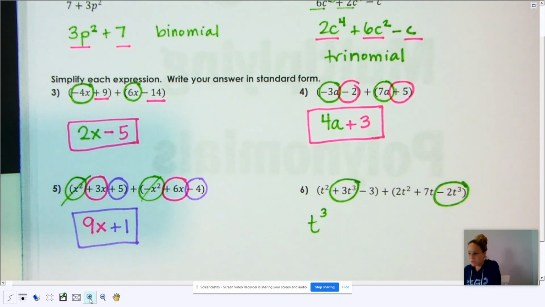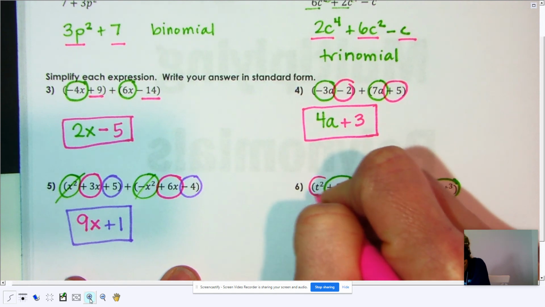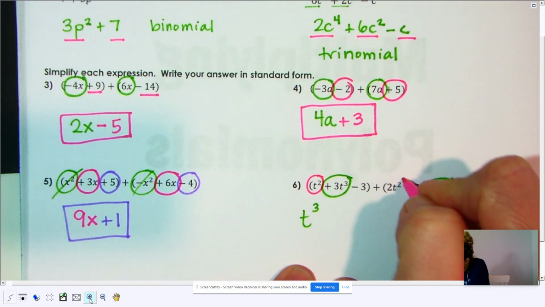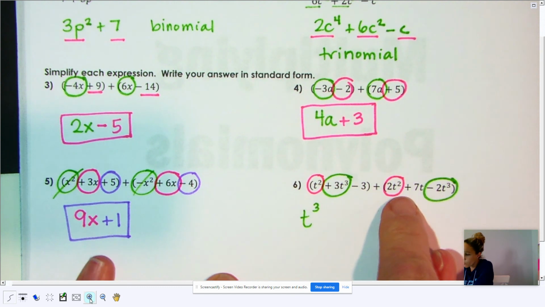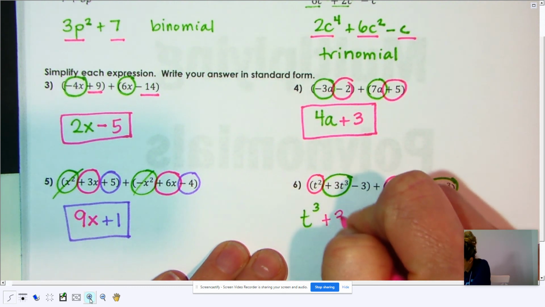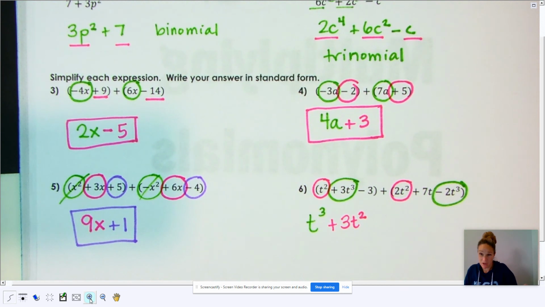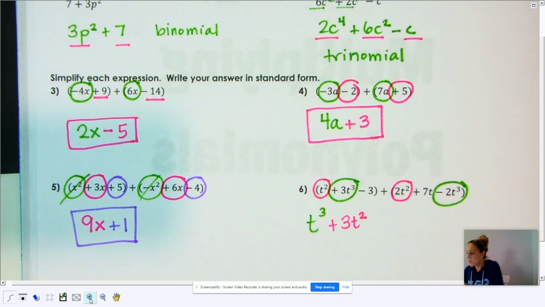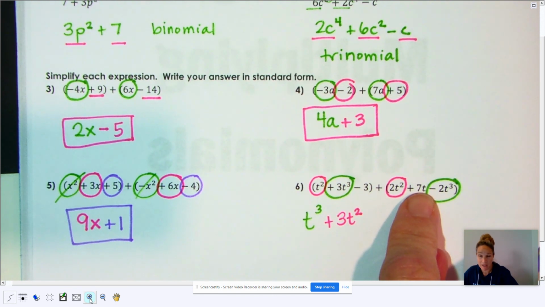All right, so now I'm going to move to the next thing. I've got a t squared right here, and then I have a 2t squared. So if I have 1t squared and 2 more, then altogether that would make 3t squared. Okay, here's the tricky part, because look what's left. We have a negative 3 and a positive 7t. Those are not like terms.